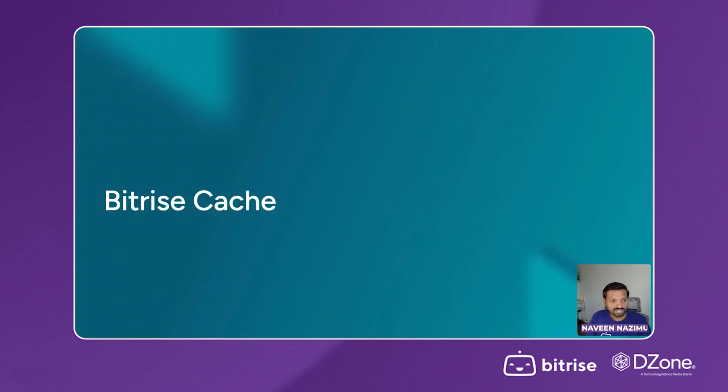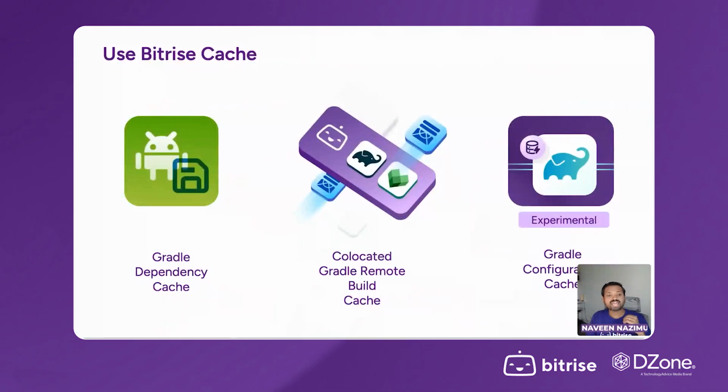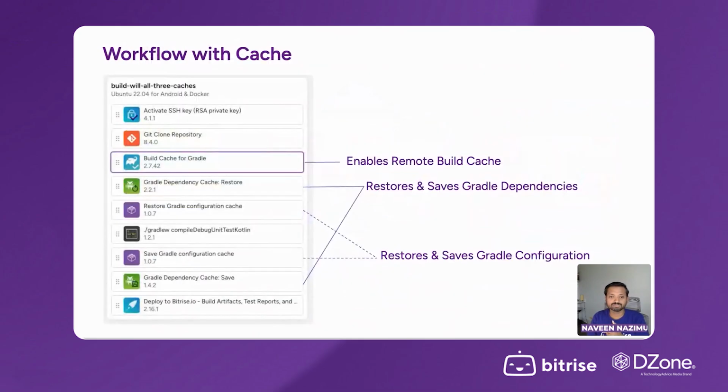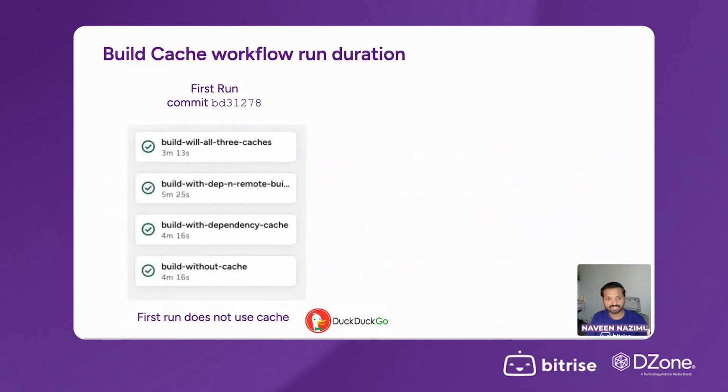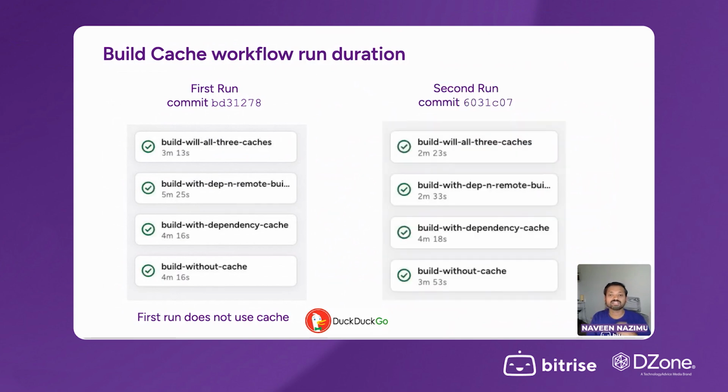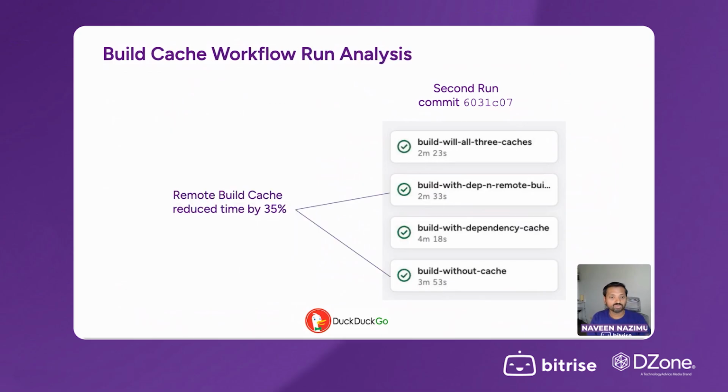All right, now let's go to the next strategy, which is the Bitrise cache. For Android projects, we have the Gradle dependency cache, the co-located Gradle remote build cache, and the Gradle configuration cache, which is experimental. Enabling this cache is pretty straightforward: just add the cache steps to the workflow by dragging and dropping them. I did a run first. The first run does not see a reduction in time because the cache is being warmed up; the data is being saved into the cache in the first run. In the second run, with the next commit, I saw some improvements. So let's look at that. We saved 35% build time with the remote build cache.